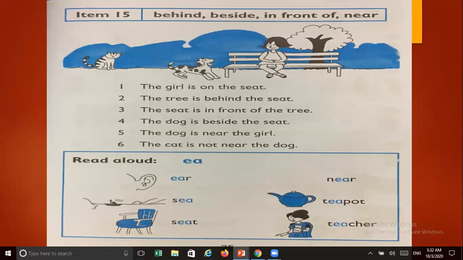These are your dictation words. You have to learn these words carefully with the spelling. These words will help you in your dictation. Ear, see, seat, near, teapot, and teacher.